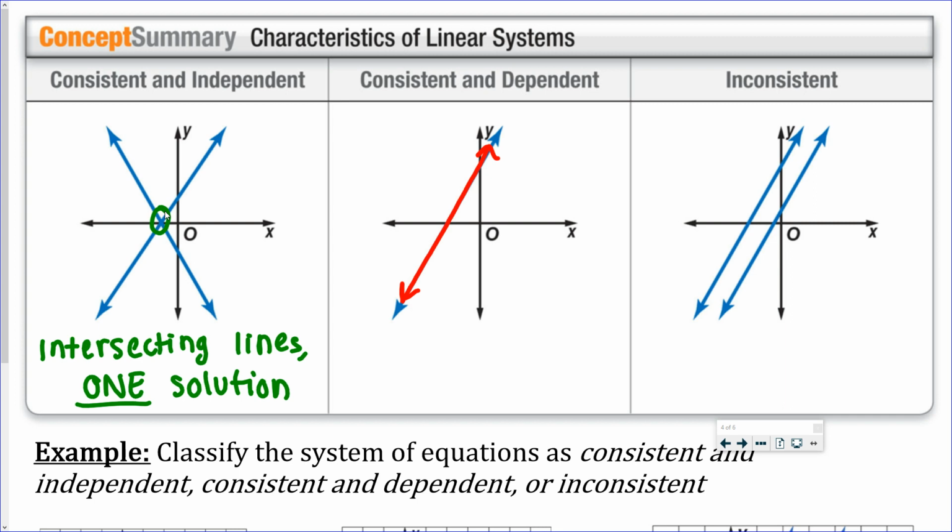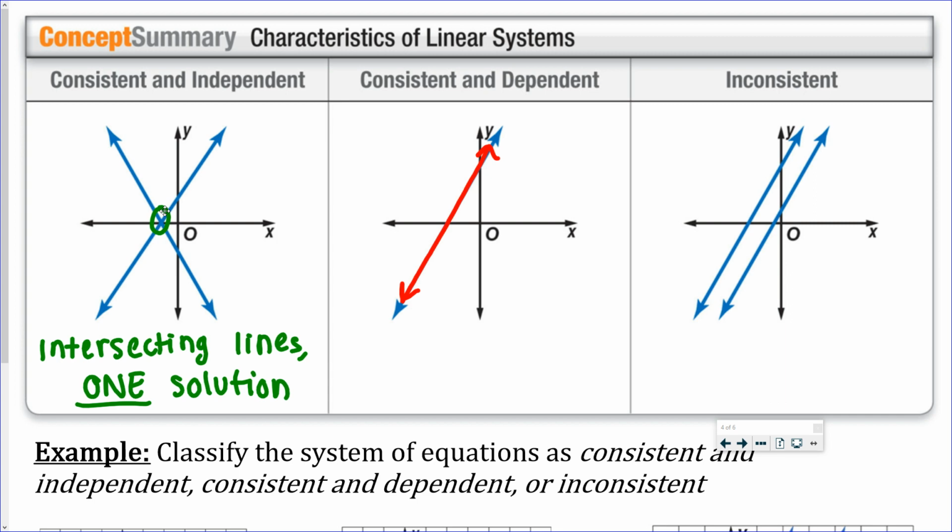That is classified as consistent and independent. Consistent means you have a solution. Independent, think about what the word independent means. Alone or by yourself. Independent, one solution.